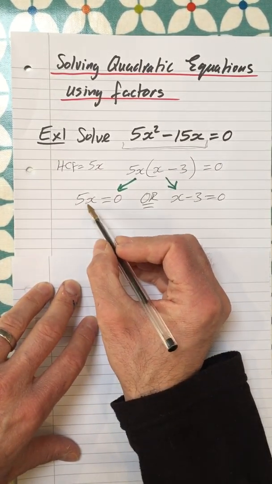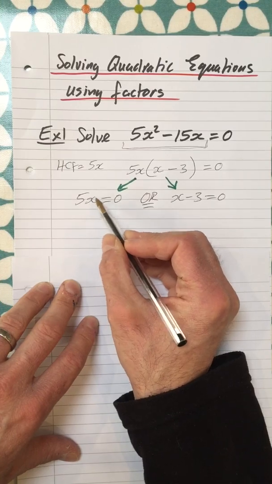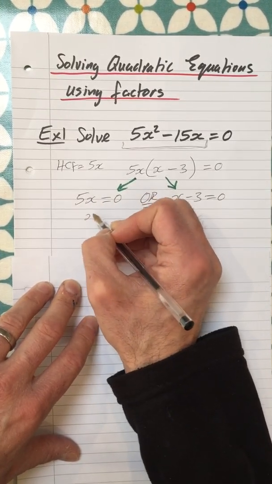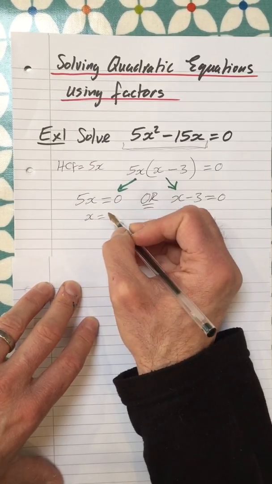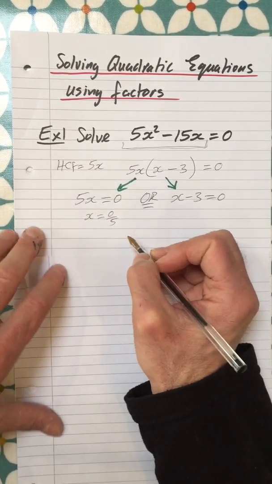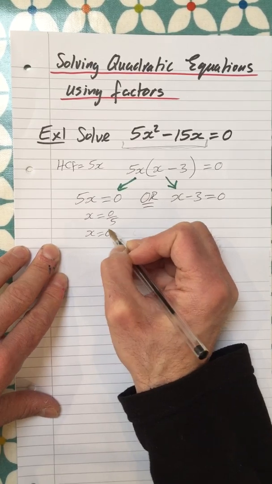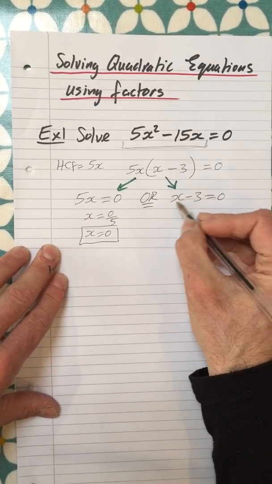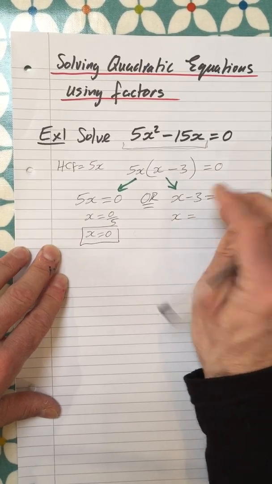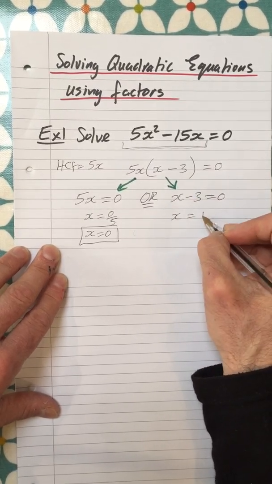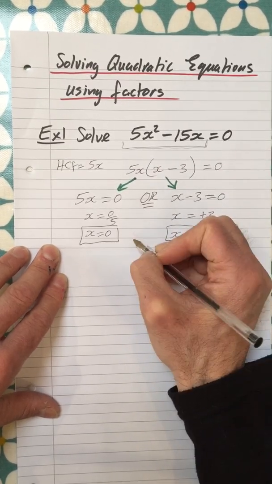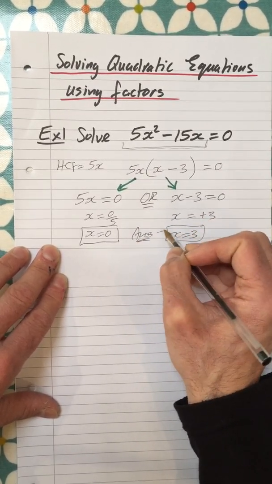So on the left, we've got 5x equals 0. And notice this has no x squared in it. It's just a linear equation. 5x equals 0. So x is equal to, the opposite of multiplying by 5 is dividing, 0 divided by 5, which of course you know is 0. So there's one answer. Over here, we want to get x on its own. So we leave the x on the left. And when you bring the minus 3 over to the right, it's plus 3. So we get x equals 3. And they are our two answers.